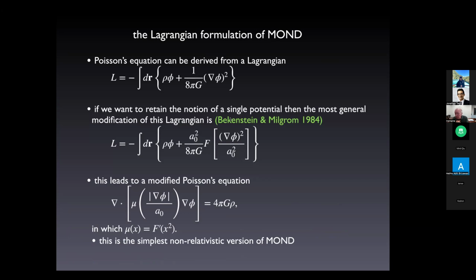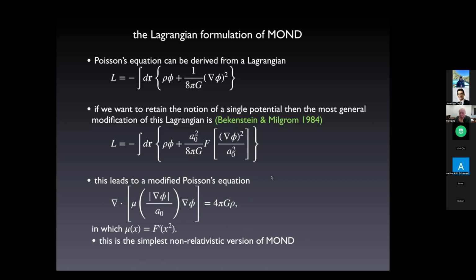So far, I've only described an approximate version of MOND that's valid for disk galaxies. The more general form starts with noting that Poisson's equation can be derived from a Lagrangian that involves the density and the gravitational potential. If you want to retain the idea that there's a scalar potential, the most general modification of the Lagrangian that you can make is to replace grad phi squared with a nonlinear function of grad phi squared. And when you do this and evaluate the Lagrangian, you find this leads to a modified Poisson's equation, which provides the simplest non-relativistic version of MOND. So this is a flavor of MOND in which the modifications to gravity arise from the Poisson equation.